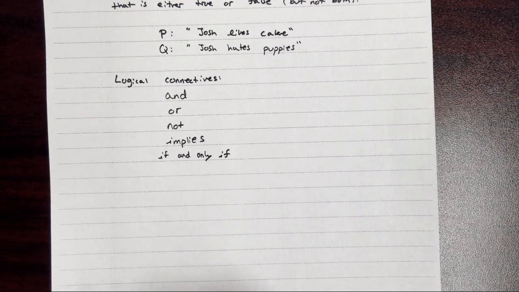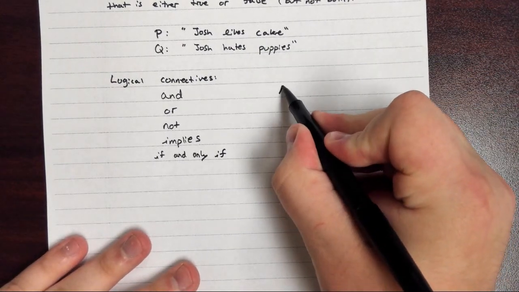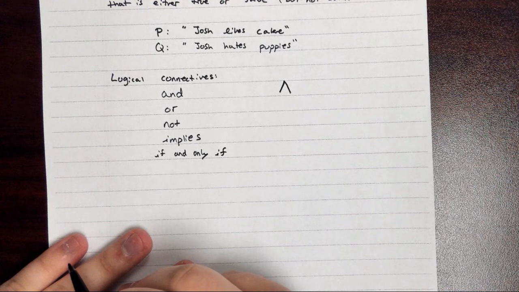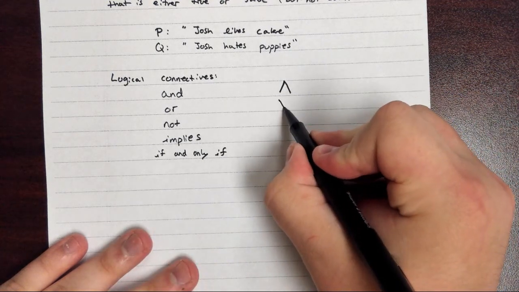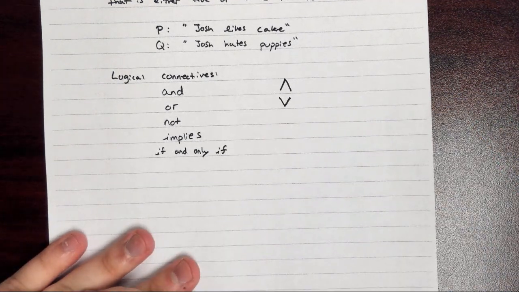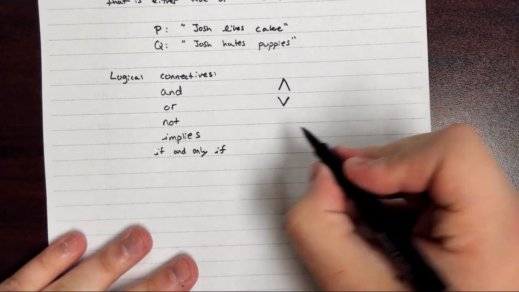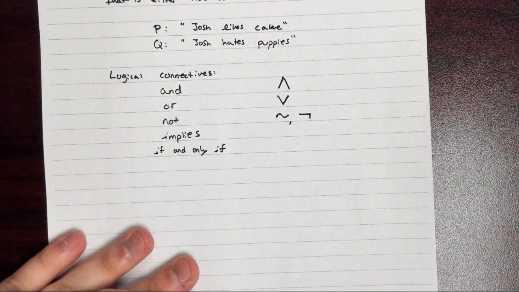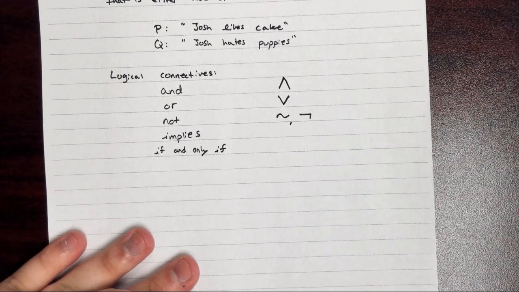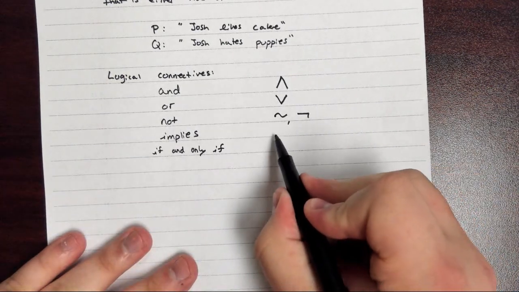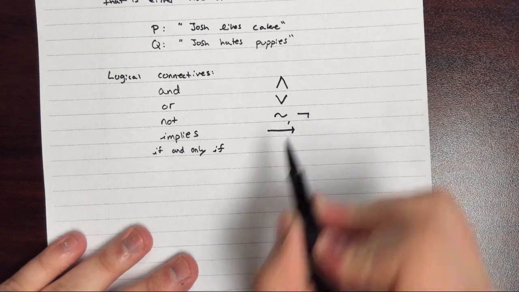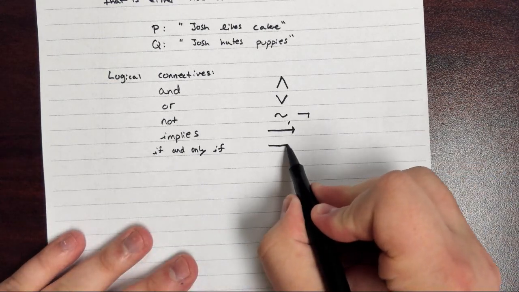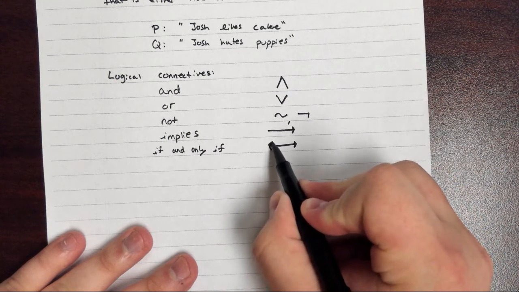The notation we're going to use for and is that, kind of a caret, or, just like that. Not, we're going to use either a tilde, or sometimes we use that symbol. Implies is an arrow. And then if and only if is an arrow going both ways.